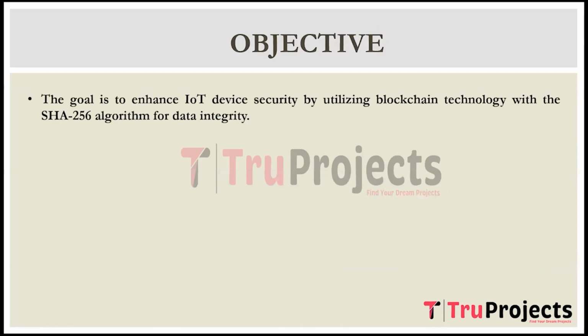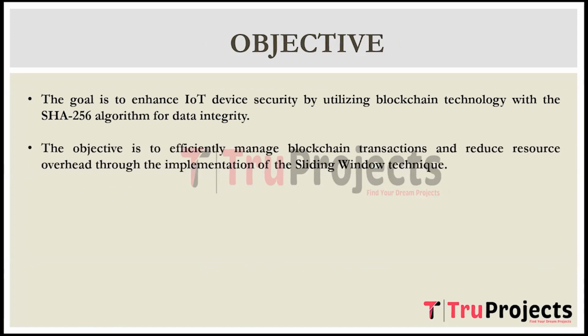The primary objective is to improve the security of Internet of Things devices by implementing blockchain technology for decentralized data storage, reducing the risk of data breaches. Implementing the sliding window technique to efficiently manage blockchain transactions, reducing the memory and processing overhead, particularly on resource-constrained IoT devices.